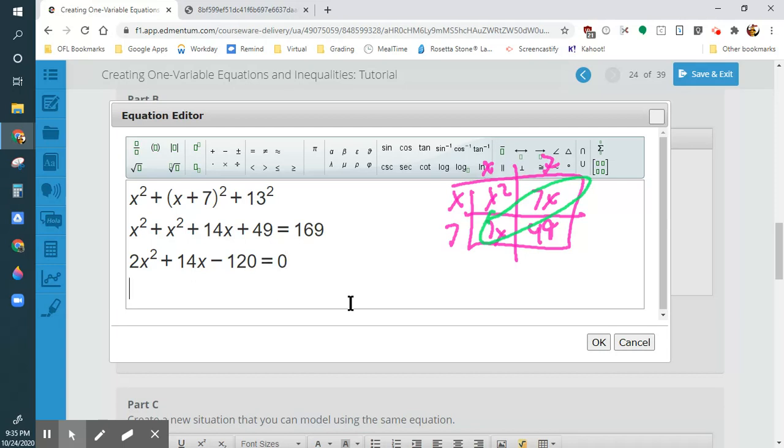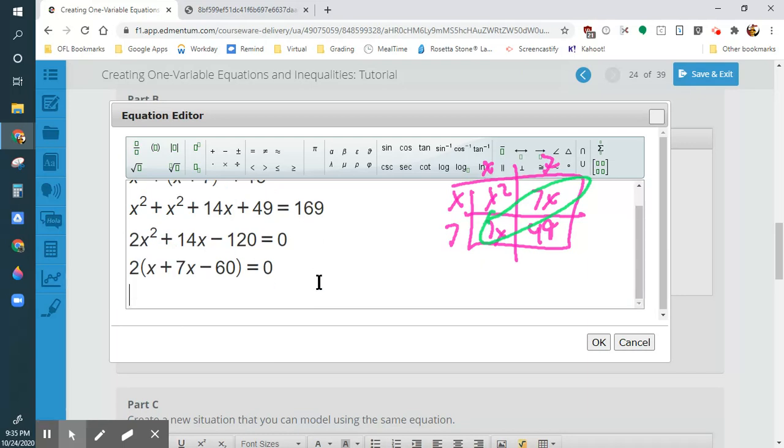We're going to factor out that 2 plus 7x minus 60. So what I did here was I divided everything by 2. Or I factored out a 2. Then I divide everything by 2.